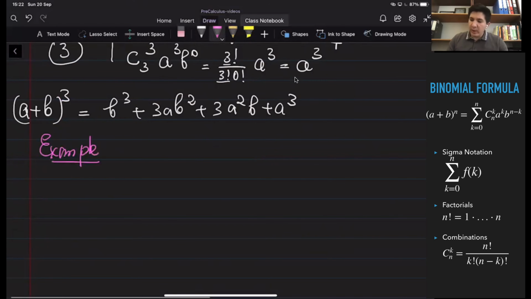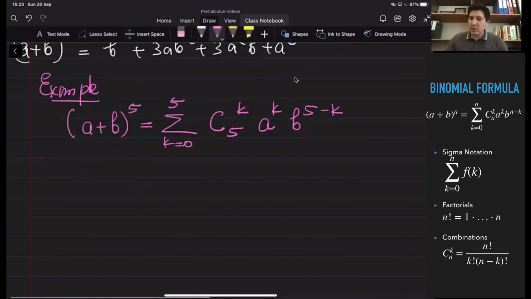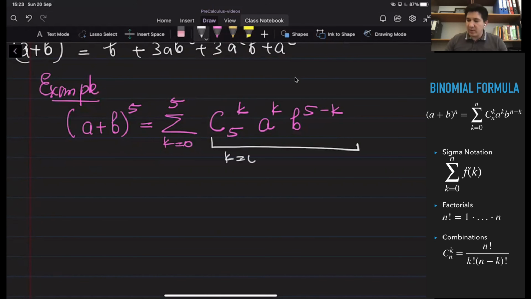For example, where we need to open the brackets (a + b) in the power of, let's say, 5. According to the binomial formula, it's going to be the summation of k starting from 0 to 5 of the combinations C(5, k), a in the power of k, b in the power of 5 minus k. So we are going to calculate this formula for all the values of k, starting from 0, 1, 2, 3, 4, and ending at 5.